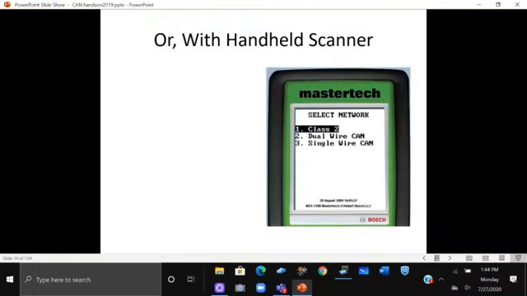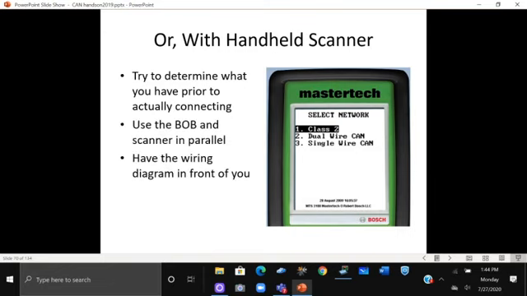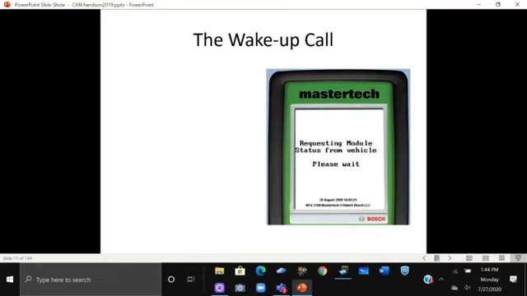And for this, what I've done is I go back to my Equinox. So I ask the student to try to determine what they actually have prior to connecting. Use the breakout box. Have a wiring diagram. Keep the hood down. We don't need anybody messing around under the hood or anything else. Okay? Pay attention to details.